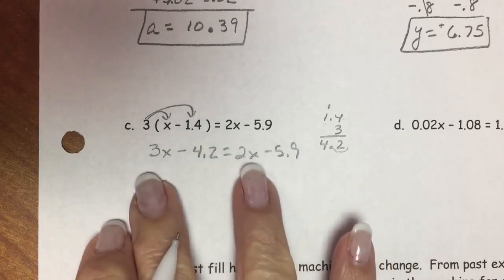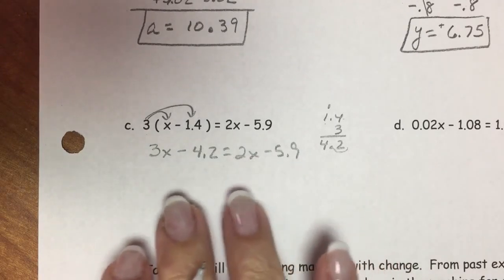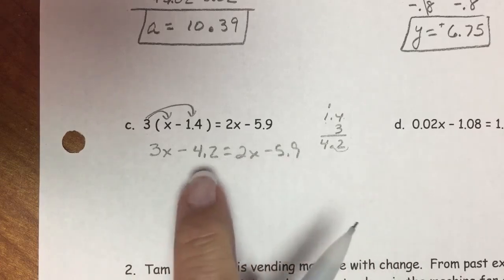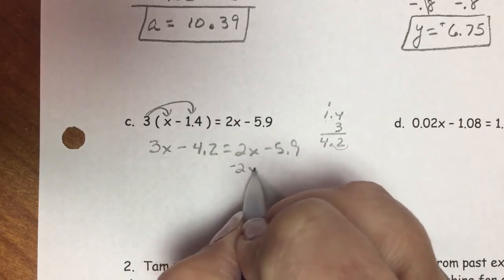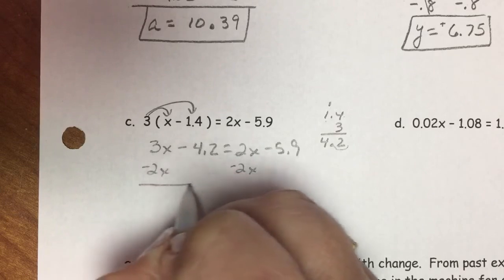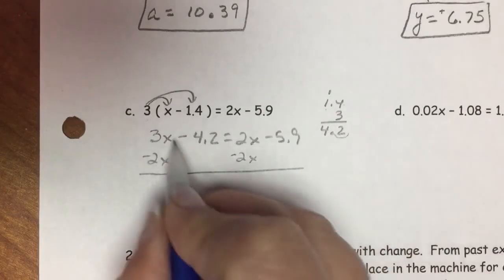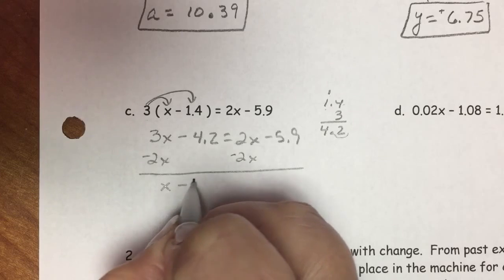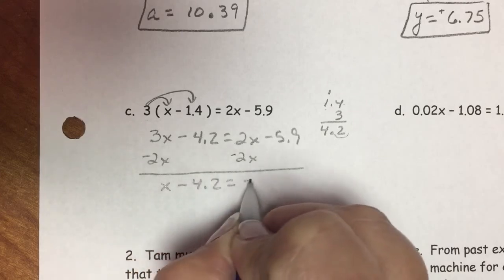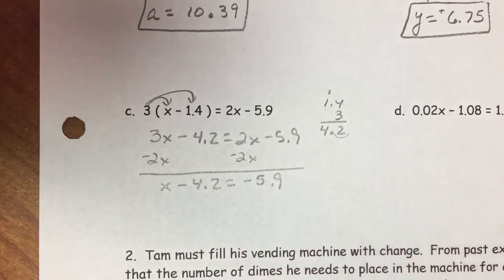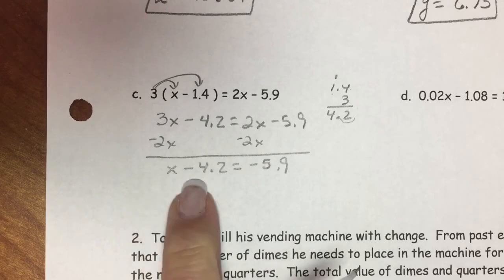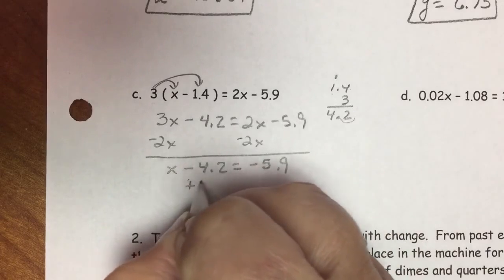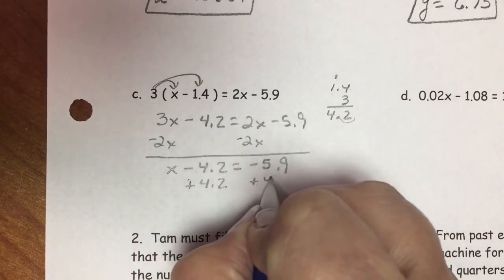Okay, now I have variables on both sides of my equal sign, so I have to move everything with the variable to the left-hand side. So that means I don't want this 2x over here. How am I going to get rid of that positive 2x? I'm going to subtract 2x from both sides. 3x minus 2x is 1x minus 4.2 equals negative 5.9. Okay, now what's happening with the x? We're having 4.2 subtracted. How do I undo that? I'm going to add 4.2 to both sides.